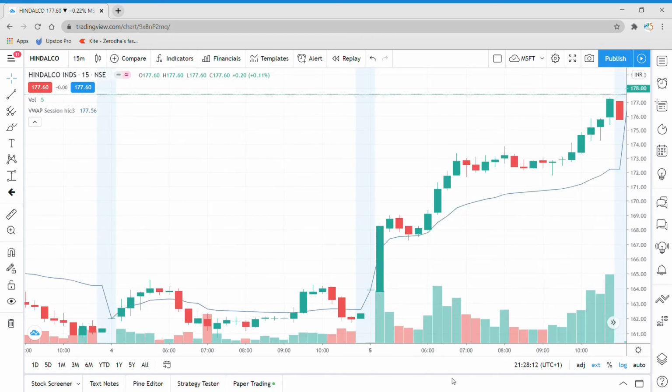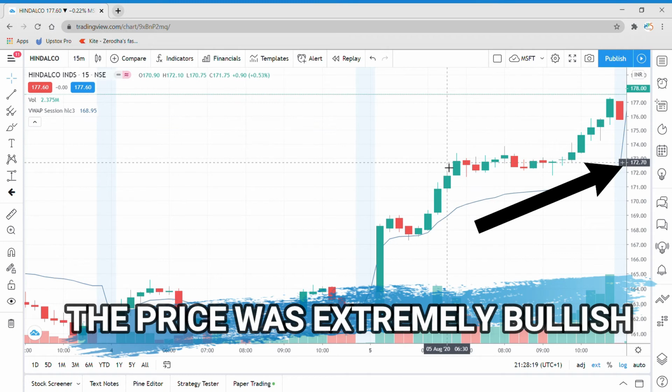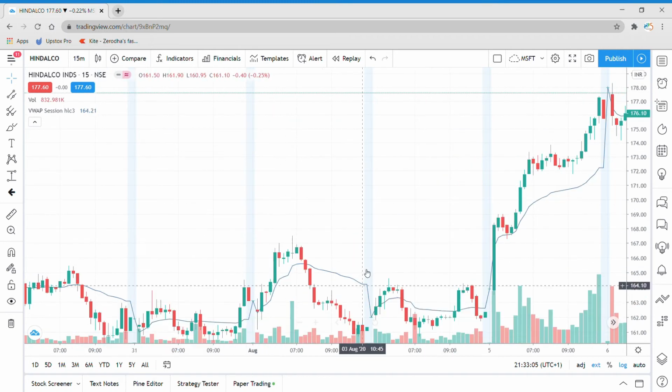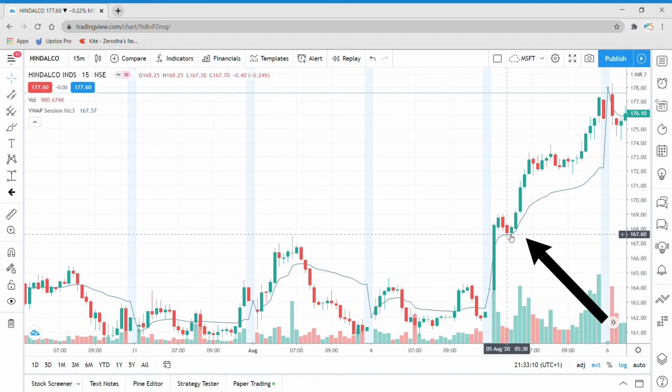After that, as you can see, the price went in an extremely bullish uptrend, and you can at least capture a bit of that using VWAP. Take a look over here. As you can see, the VWAP line was closer to the previous high, which was broken at the opening today.